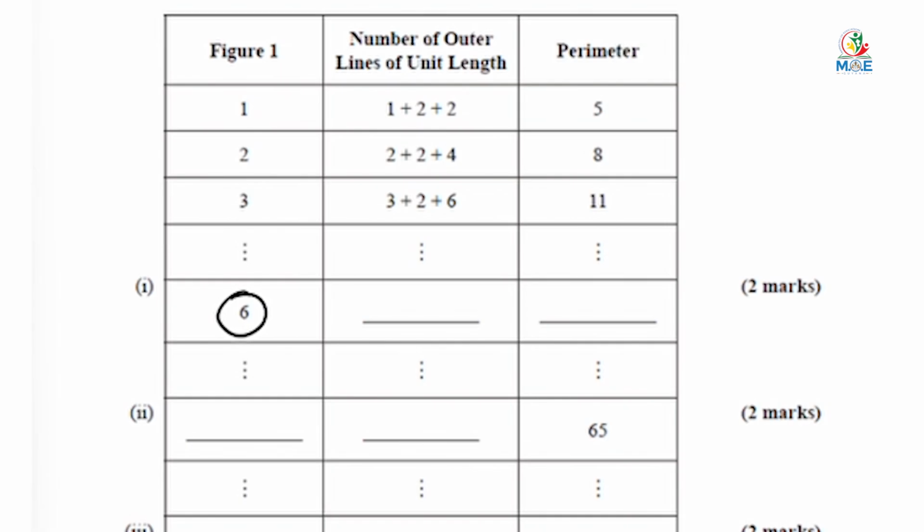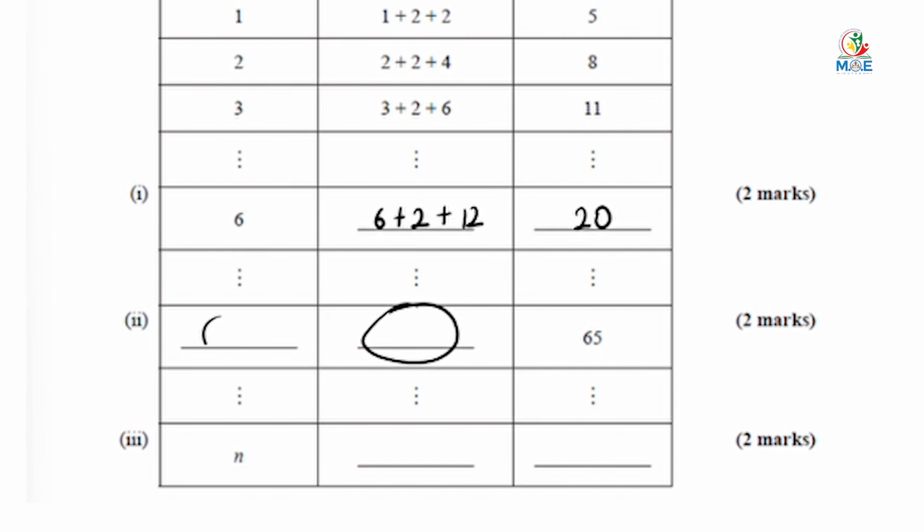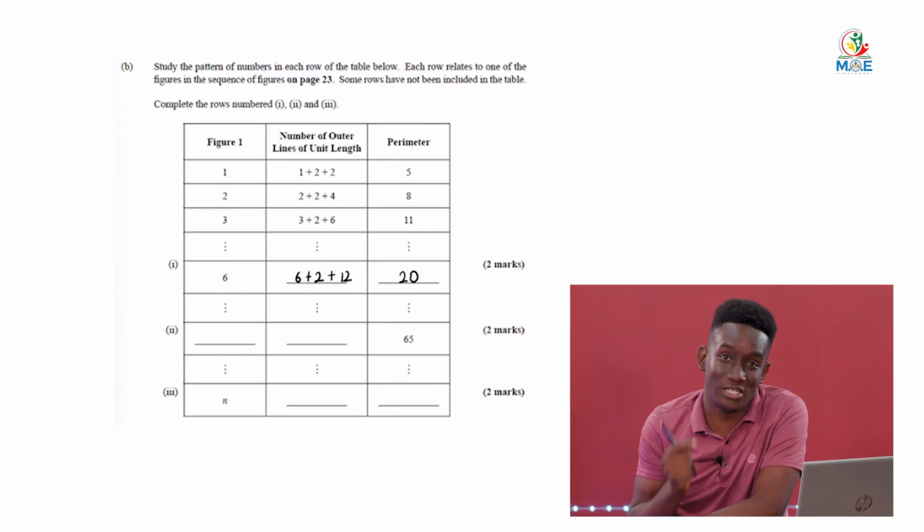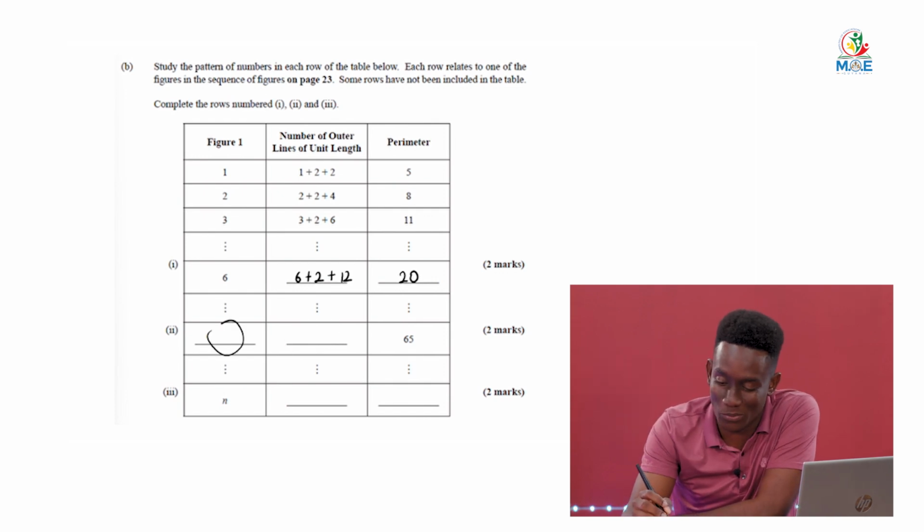So for this row here, we have 6, so it'll be 6 plus 2, always adding 2, plus 6 times 2 is 12. When we add up all of this, 6 plus 2 is 8, 8 plus 12 would be 20. And now we have 65. We want to figure out what 2 numbers we can put here that would continue the pattern and get 65. In questions like these, you can do trial and error until you get these 2 numbers.